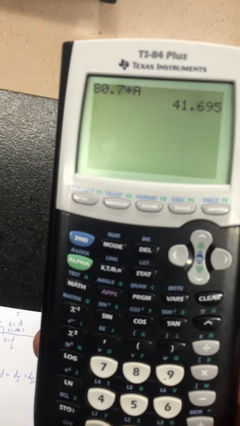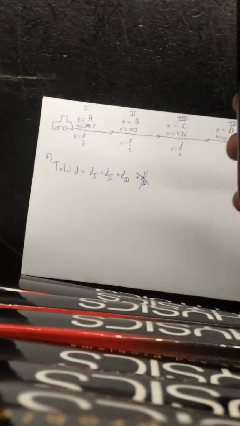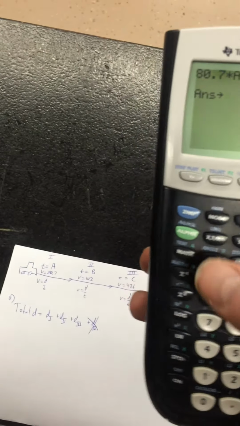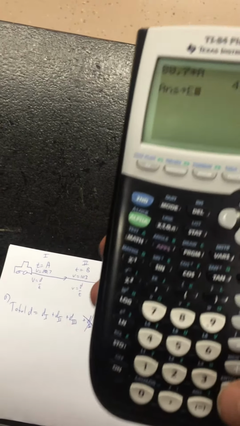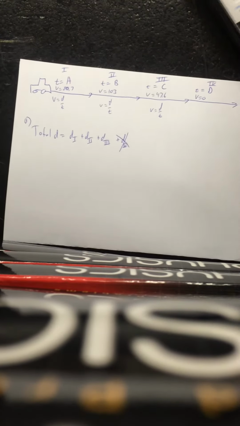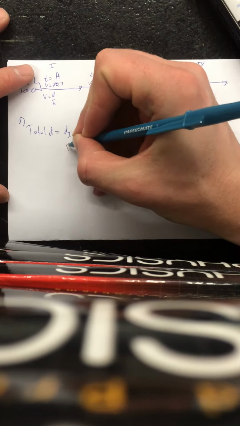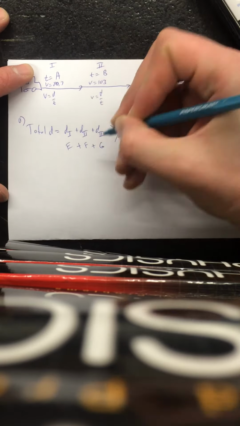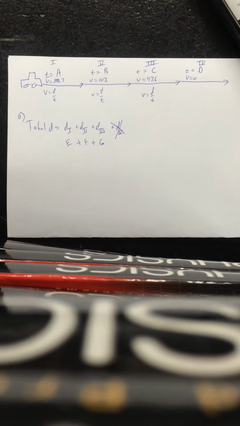And we get that. Now, we can write that number out, or it might actually be easier just to store this as alpha E. We got this alpha E. This will be alpha F, and this will be alpha G. And then we'll add them all up.